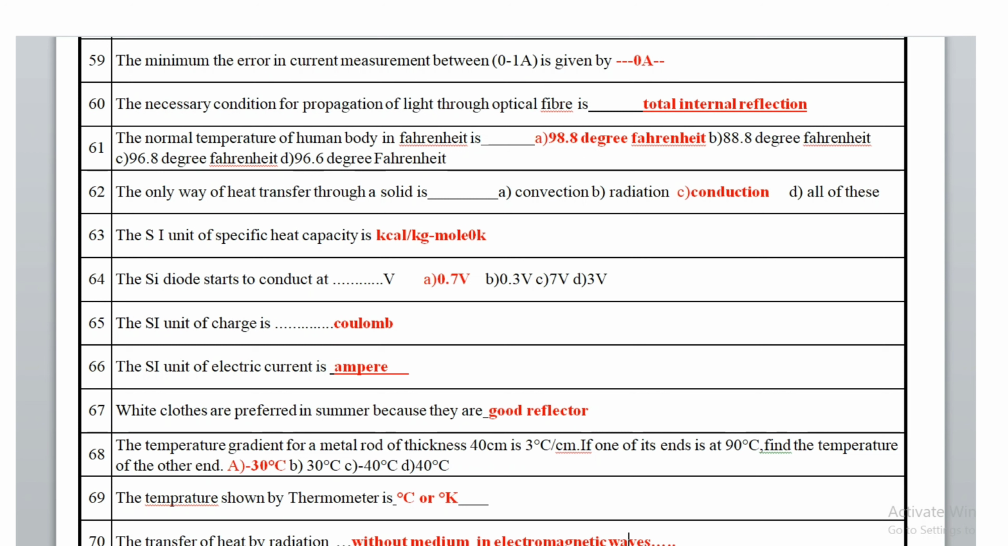The SI unit of charge is coulomb. SI unit of electric current is ampere. White clothes are preferred in summer because they are good reflectors.